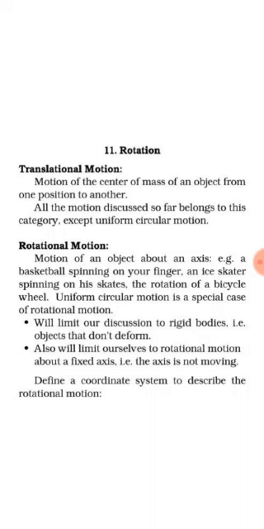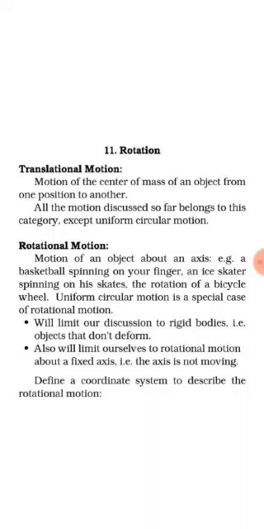Now, how can we define rotational motion briefly? Rotational motion is the kind of motion in which an object moves about an axis. Examples: a basketball spinning on your finger and an ice skater spinning on his skates. The rotation of a bicycle wheel is another example. Uniform circular motion is a special case of rotational motion.